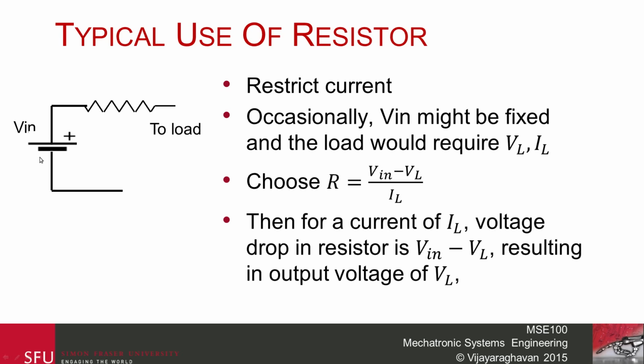So assume there is some voltage here, this is V in. We have a load which can only take, say, 1 amp. If we know the voltage of the load, we can calculate the resistance that would need to go over here using the formula R equals V in minus VL divided by I load. If we do this, the voltage across the load would be VL, and the difference, V in minus VL, would be dropped across the added resistance that we add.